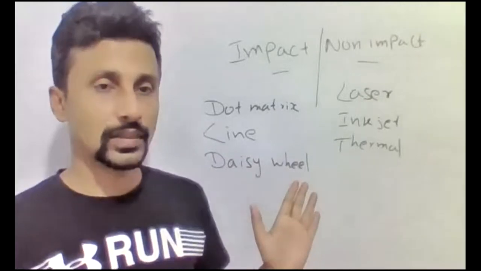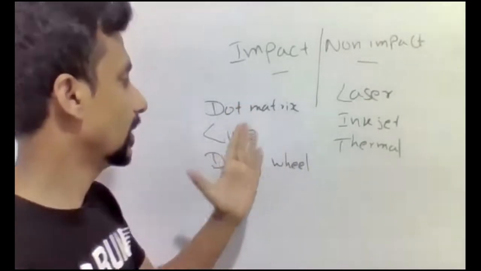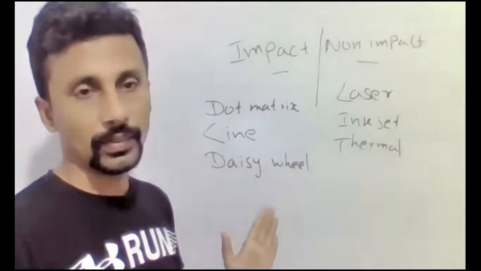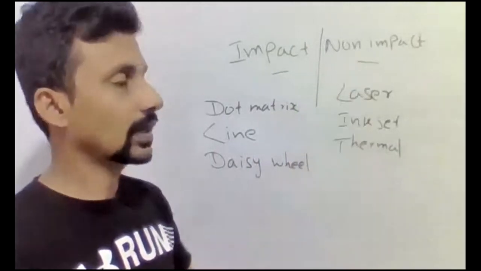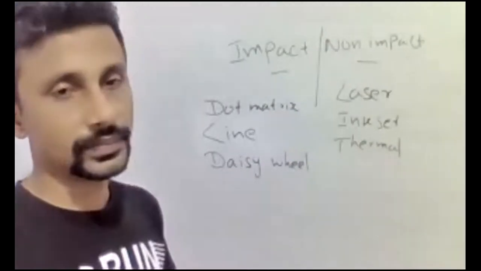Then write down some examples here. I have given dot matrix and line printer for the impact printers. For non-impact, you can write laser, inkjet and thermal.